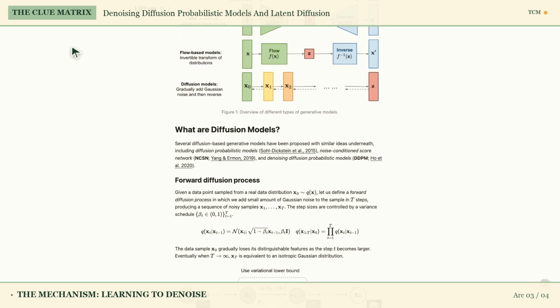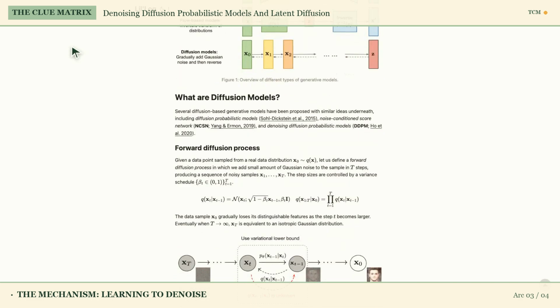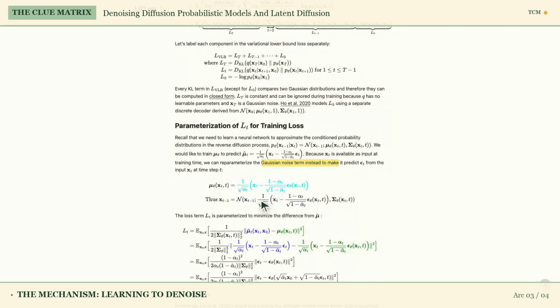The key insight for training is that instead of directly predicting the mean and variance of the previous state, we can reparameterize the Gaussian noise term instead to make it predict epsilon t. So the network isn't learning a complex distribution. It's just learning to predict the specific noise that was added at that particular step.